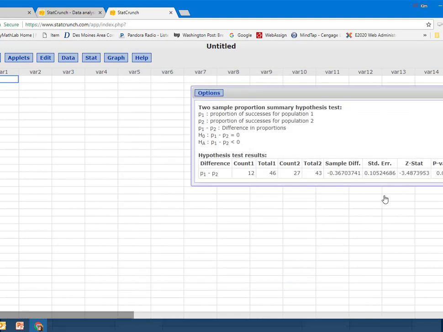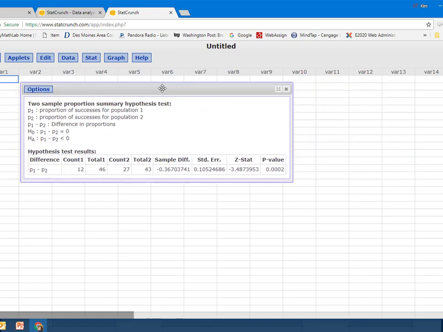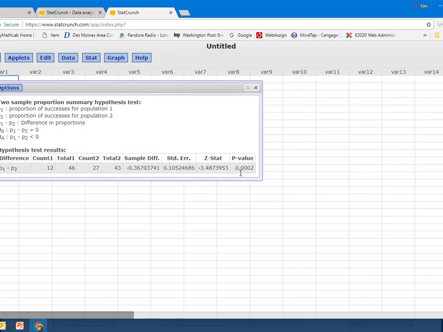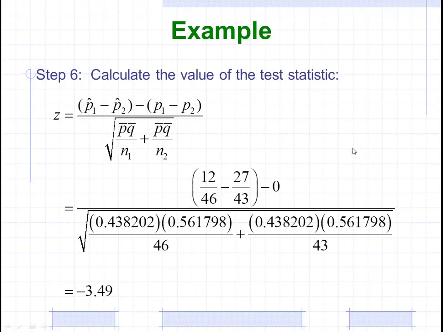And here we go. We get the same Z statistic. What I'm going to point out here is look at our p-value and think about what that means when we compare it with our alpha. So we know we got a z-score of a negative 3.49. Think about where that is on that distribution.